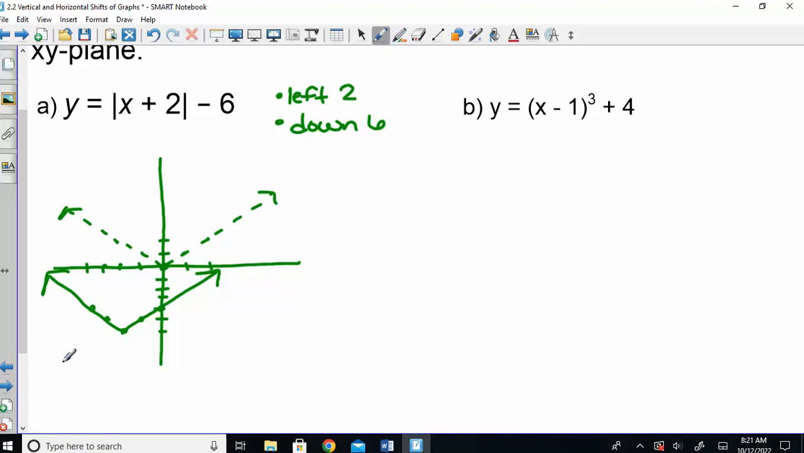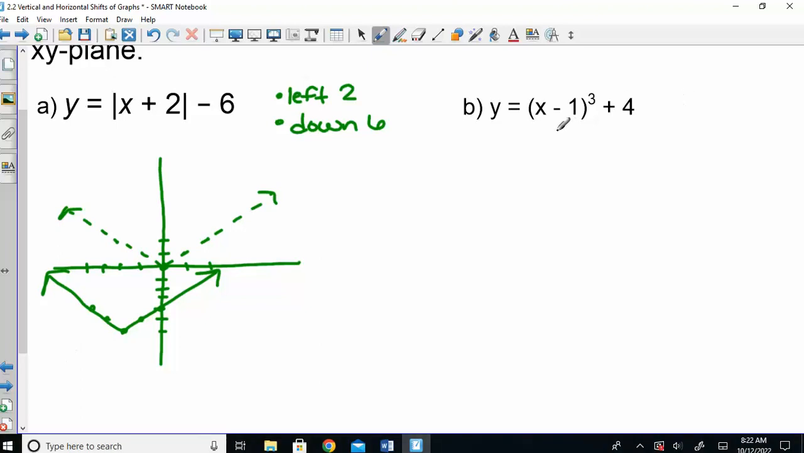Can you tell me the domain of this? What are the numbers? Negative infinity to positive infinity. What's the range? Negative 6 to infinity. Okay. So some of the questions you're going to have for homework, they're just going to give you a function and say give the domain and range. Take a second and just draw your transformation, and then you can give your domain and range from it.